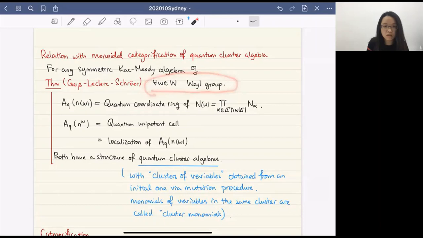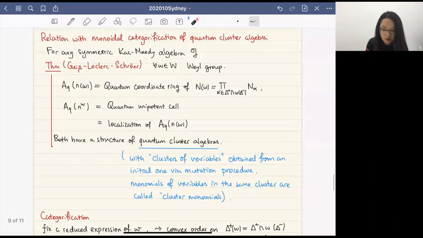and then you consider the quantum coordinate ring on this subspace of this unipotent group, which is just the product of n alpha for alpha in the intersection of positive roots and w of negative roots. And there is a localization of this ring, which is related to the quantum unipotent cell. So the theorem says both these algebras have a structure of quantum cluster algebras.